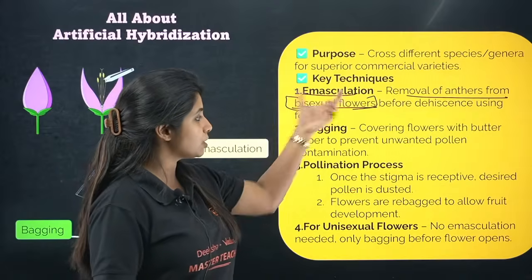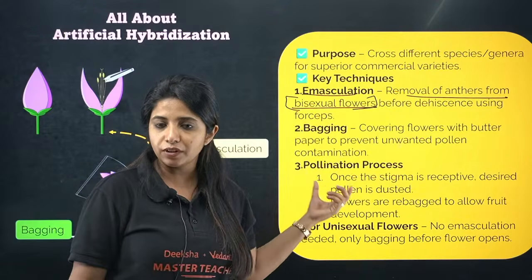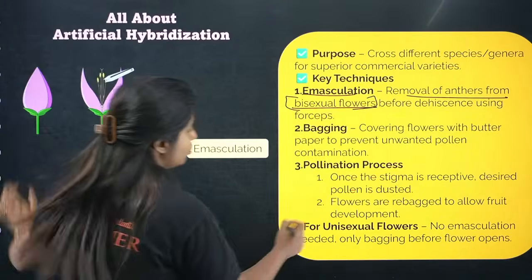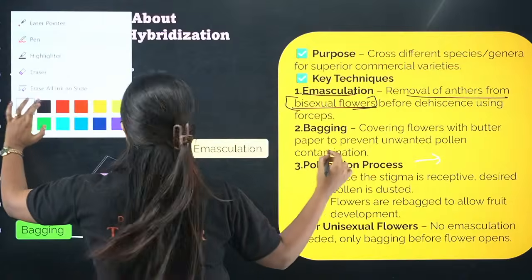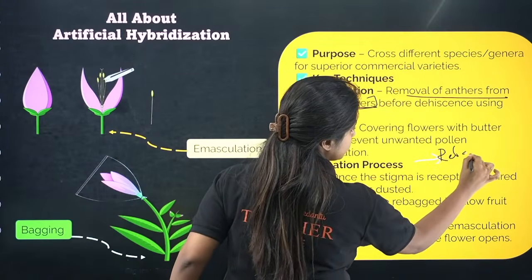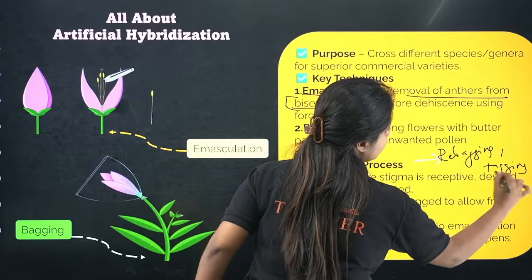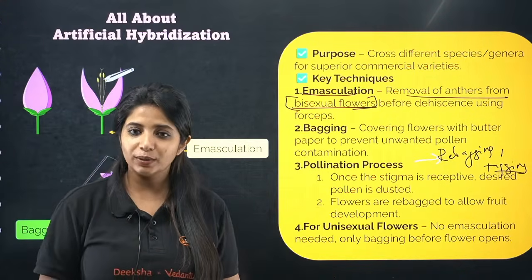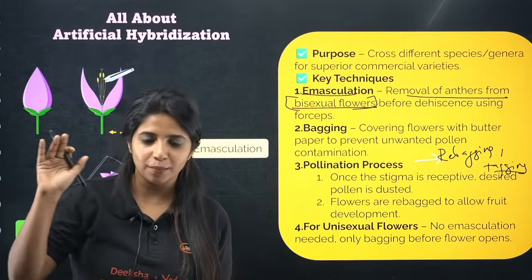First step, emasculation. Second step, bagging. Then we take the pollen grains and we put it up, dust it up. And then we do rebagging also. Pollination process and then rebagging, and after rebagging we do tagging also. We tag it up that this is what we have mixed up. That's all. For unisexual flowers you do not require emasculation, please remember that.